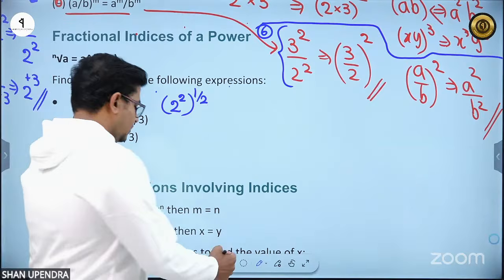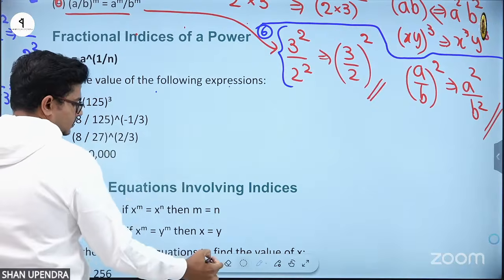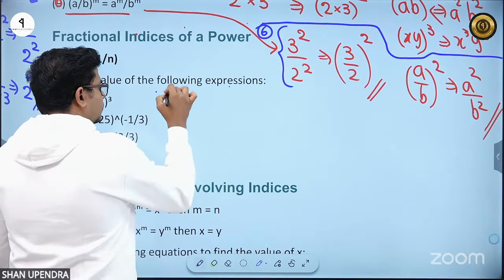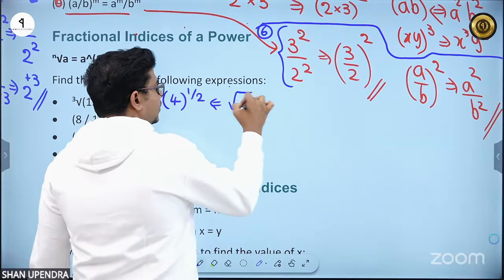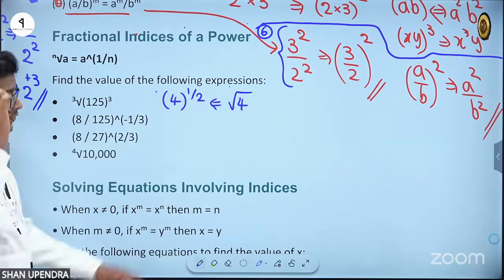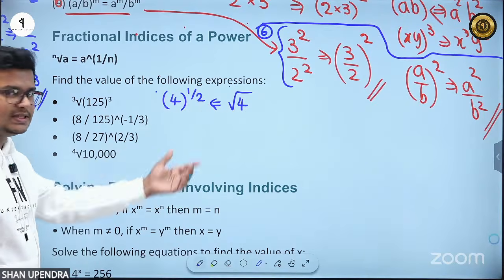Let's take this example: 4 to the power half. Simply, half means square root. This is nothing but the square root of 4. So half means that one is a power.